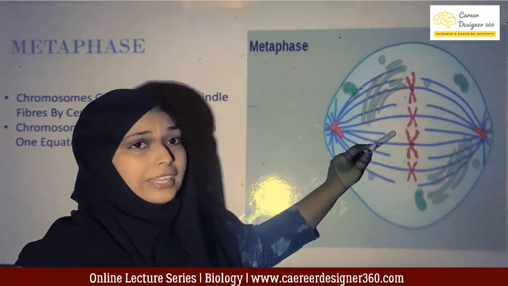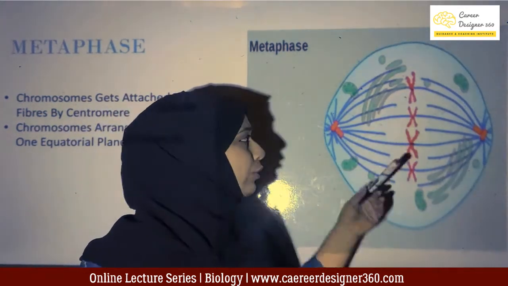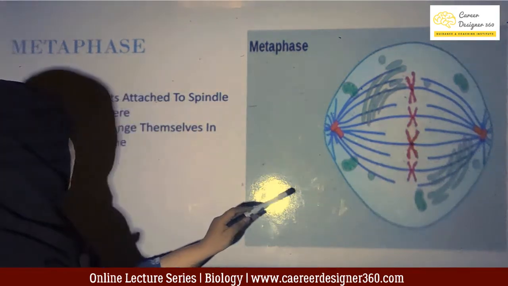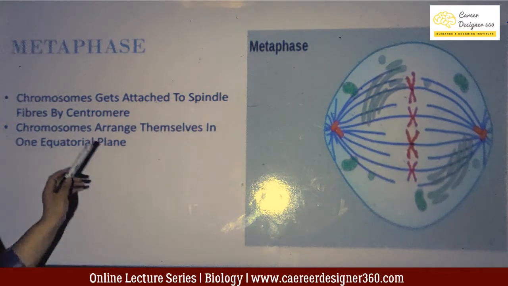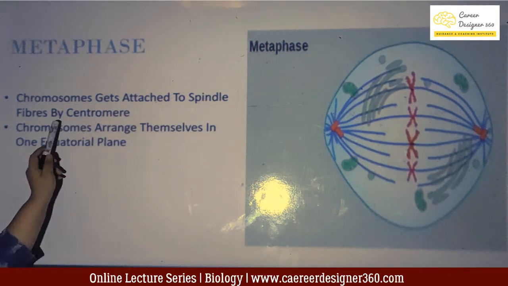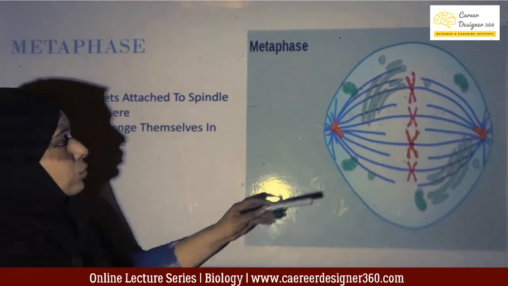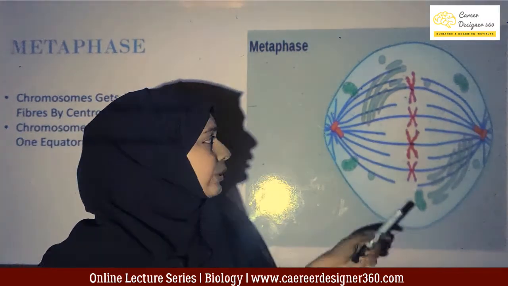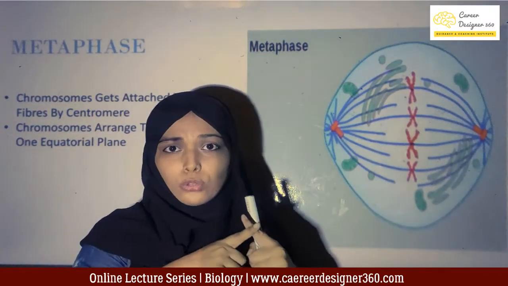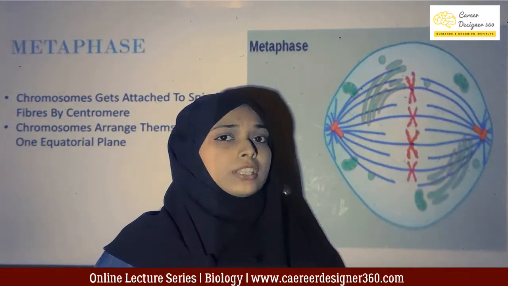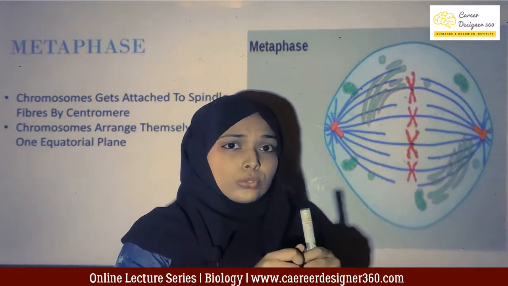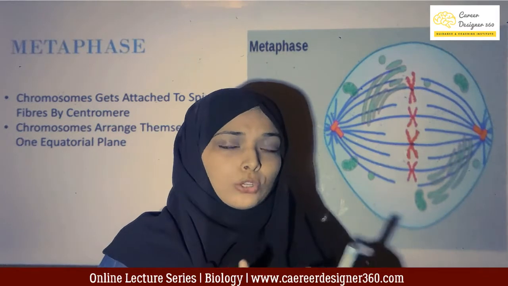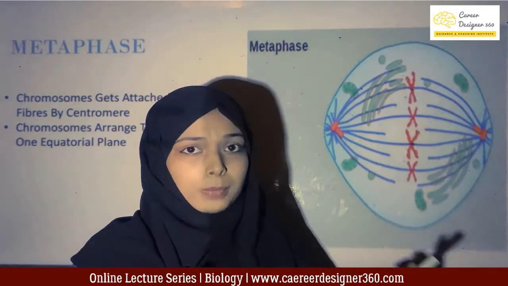Why were these spindle fibers formed? What's the use of forming these spindle fibers in between the two centrioles? The reason is that the chromosomes get attached to these spindle fibers by the centromere. The spindle fibers are attached to the chromosome during metaphase because there are two chromatids and they need to be separated, which is done in the later stages. To separate these two, it cannot happen on its own. There needs to be some medium to separate these two chromosomes, sister chromatids rather.